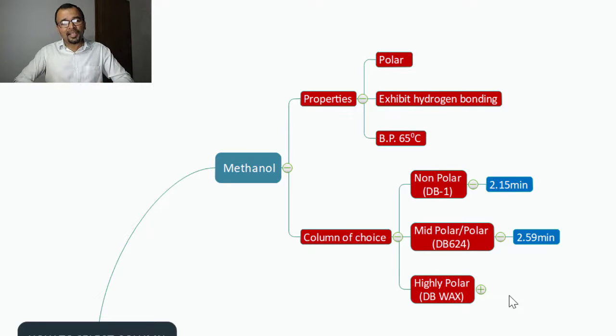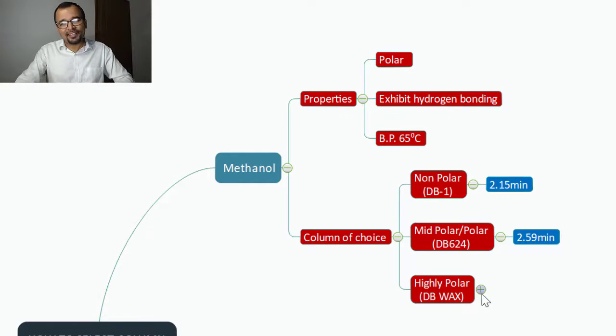Let us talk about the highly polar column like polyethylene glycol, or the DB-wax in this example. This wax column has a tendency to form hydrogen bonds very strongly and easily. So methanol, being a molecule that can form the hydrogen bond, and the polyethylene glycol can interact very strongly with the methanol, right? And because of that, what is going to happen? The methanol is going to be retained for a longer time on the DB wax stationary phase, yes or no?